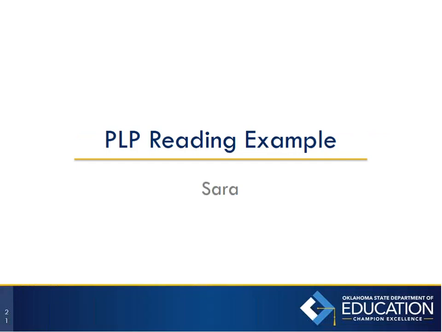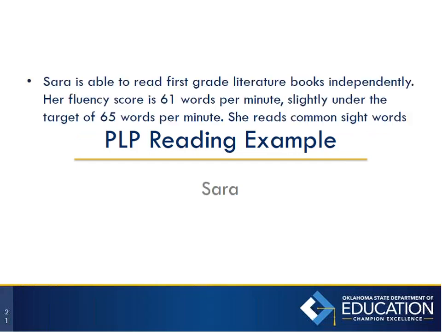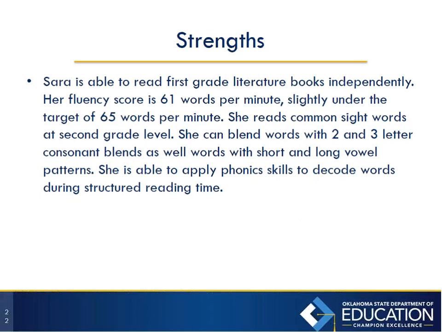So real quick, we have a reading example of present levels of performance of a girl named Sarah. Her strength is that Sarah is able to read first grade literature books independently. Her fluency score is 61 words per minute, slightly under the target of 65 words per minute. She reads common sight words at second grade level. She can blend words with 2- and 3-letter consonant blends as well as words with short and long vowel patterns. She's able to apply phonics skills to decode words during structured reading time. So it's a very specific strength.